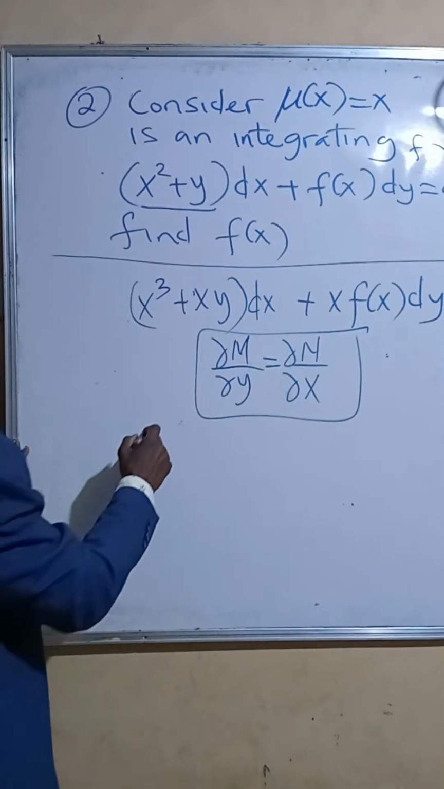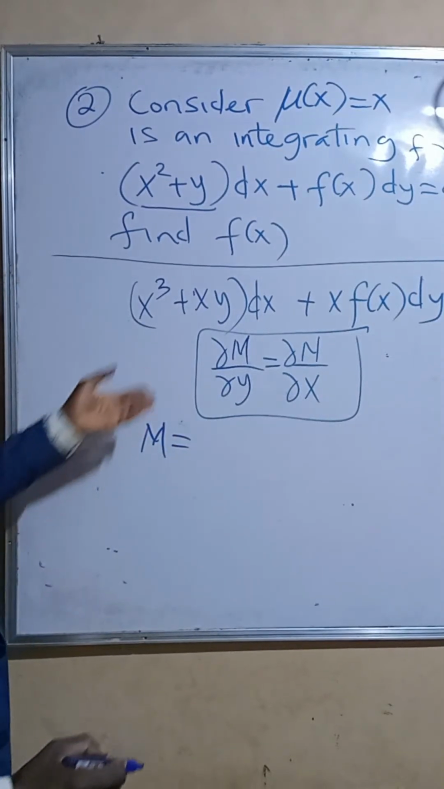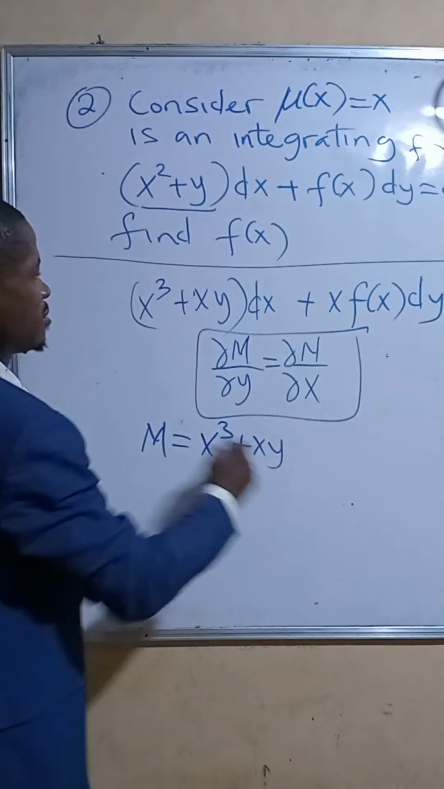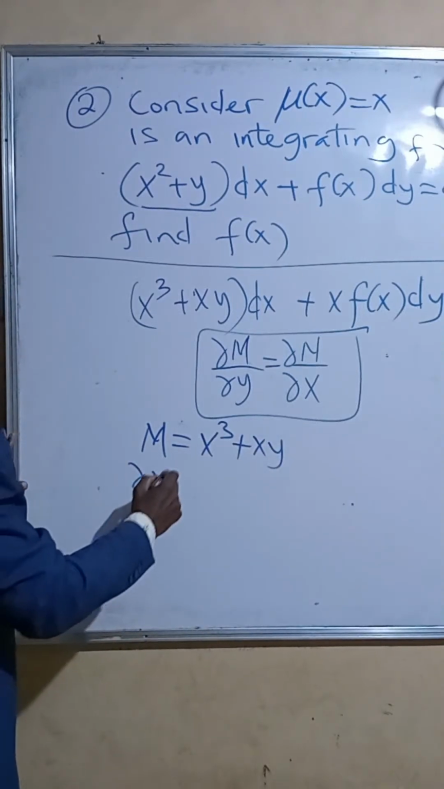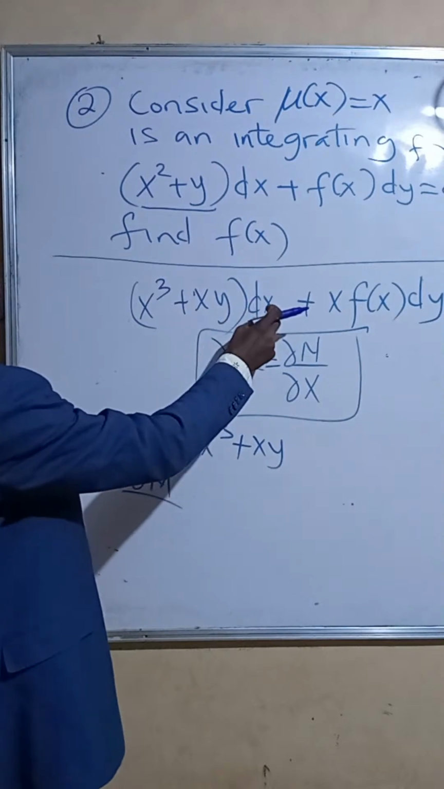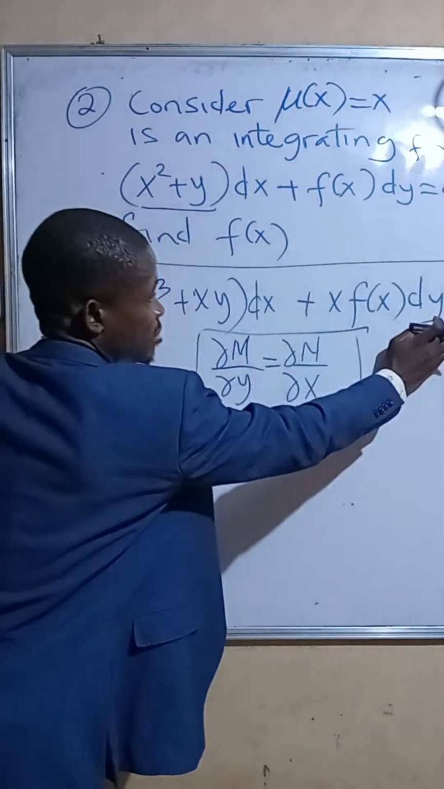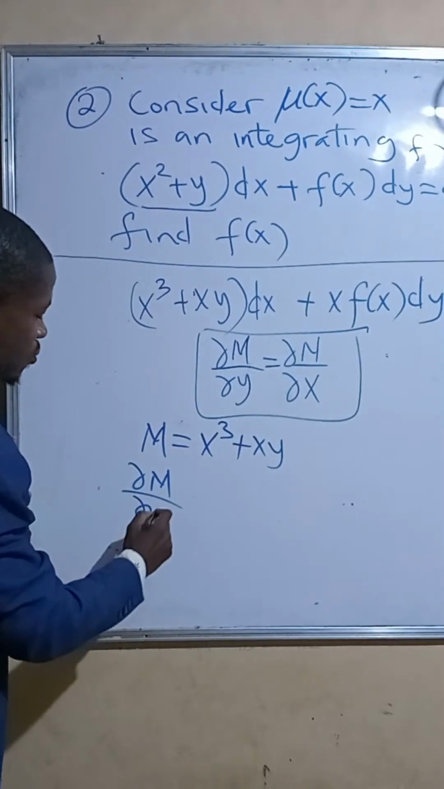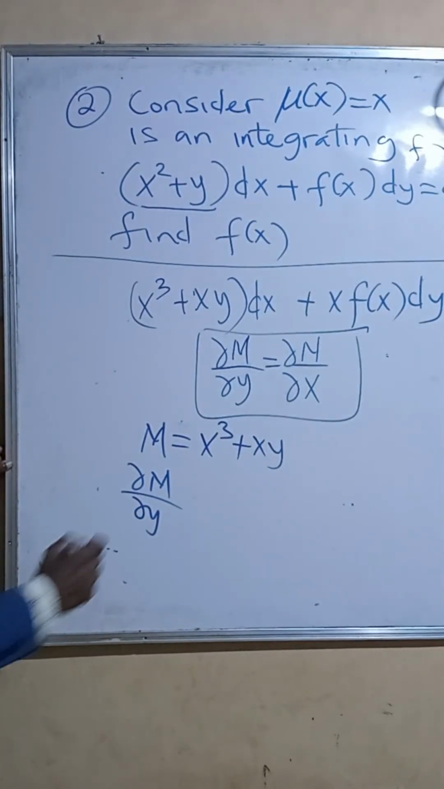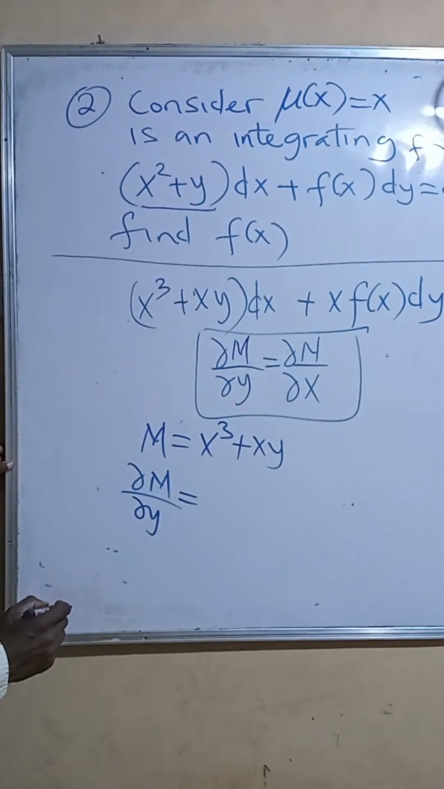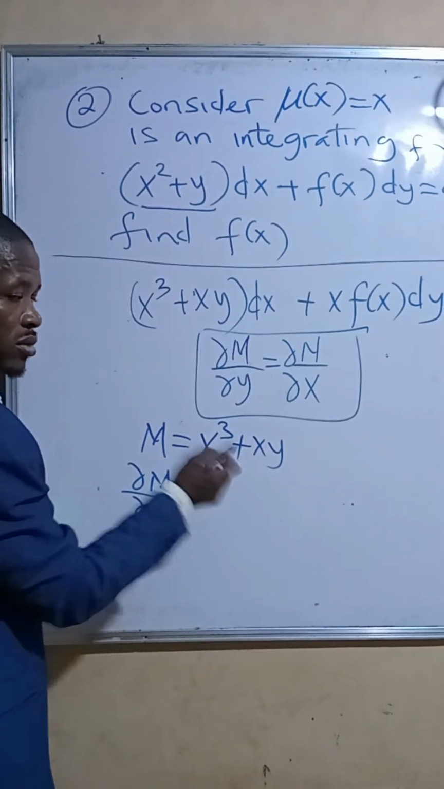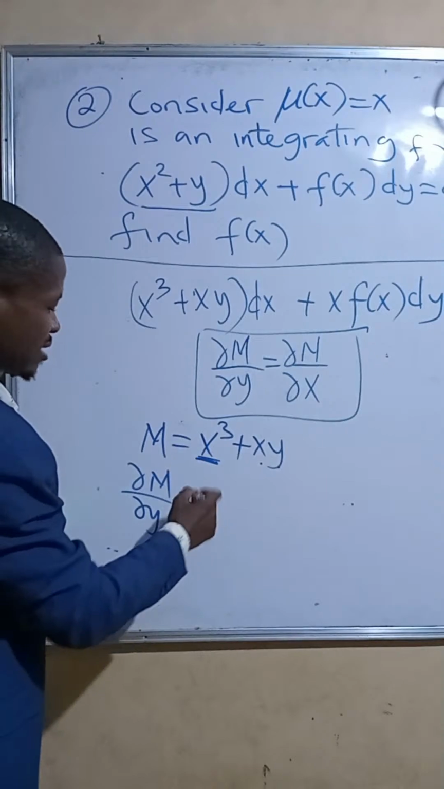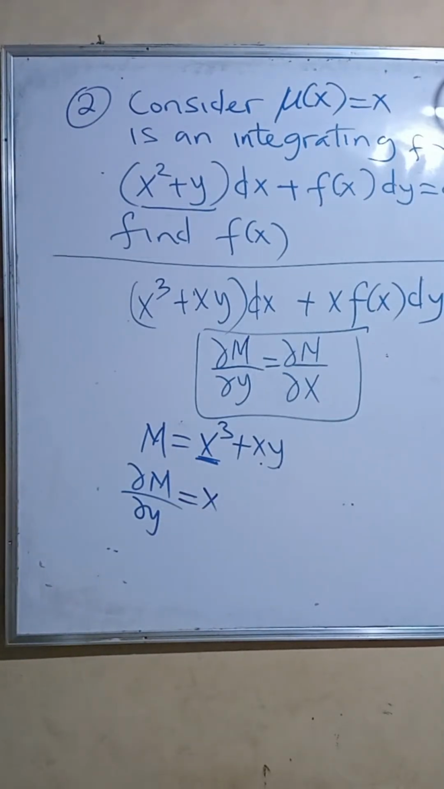So what we do now, we know that M is what? Let's get the M. Our M is the attachment to the dx, which is x cubed plus xy. Then you differentiate that with respect to the other function, y. That will be partial differentiation, del y. In this case, x cubed will be constant, so that one is gone. For xy, differentiate with respect to y, that will be x. So that's what we have.